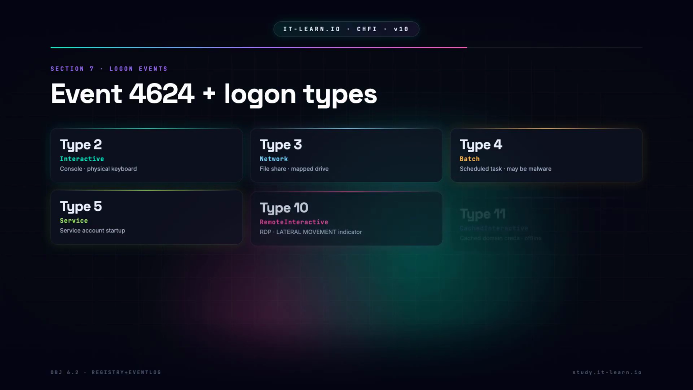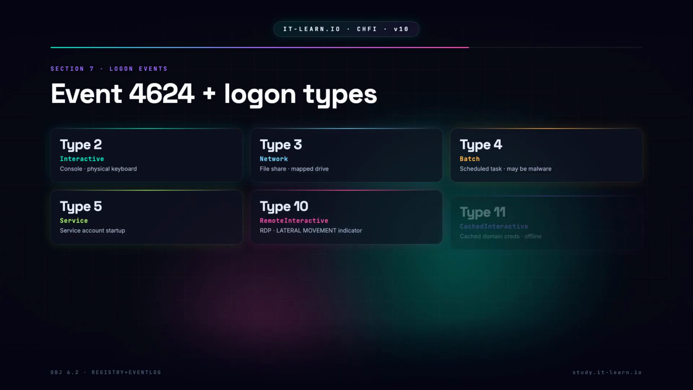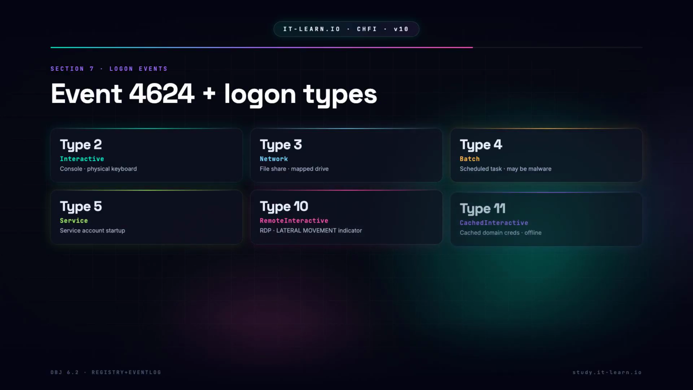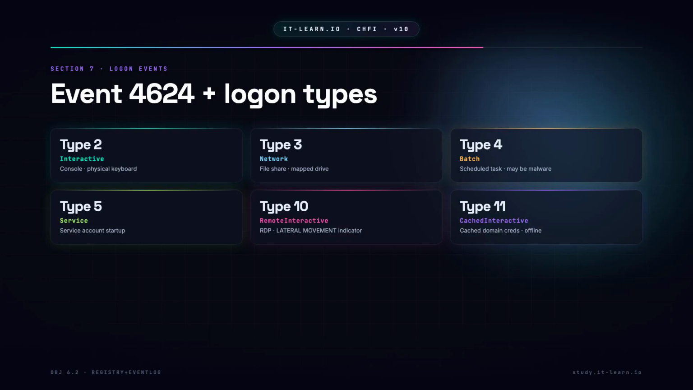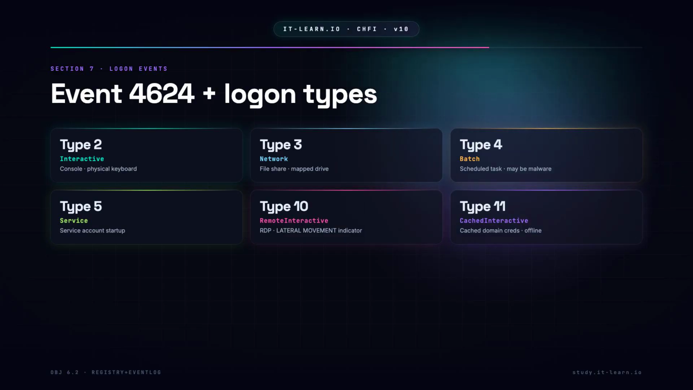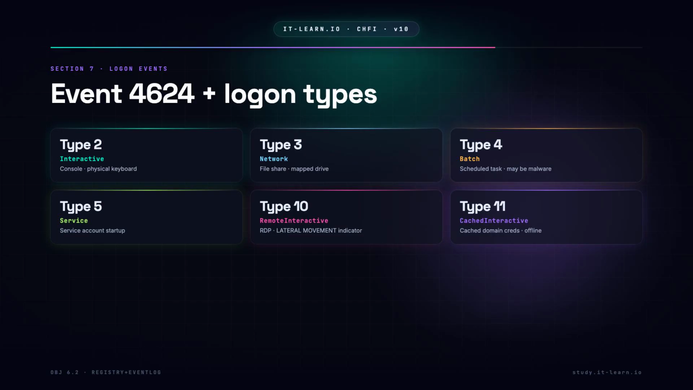Admin level. Then the logon types inside event 4624. The numbers are tested directly. Type 2, interactive console logon, physical keyboard. Type 3, network logon, file share, mapped drive, remote access. Type 4, batch, scheduled task, may indicate malware. Type 5, service, service account startup. Type 7, unlock, returning from a locked session.